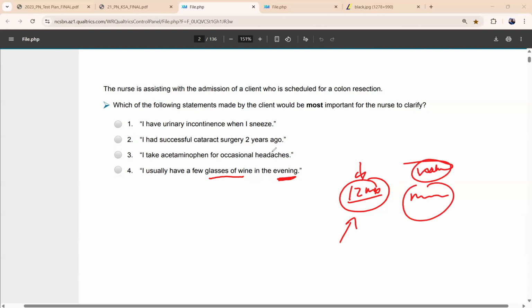So now the whole focus is whether this glass of wine is related to alcohol. The client stated, I usually have a few glasses of wine. They are not even telling you they had that glass of wine in the morning or something like that. They will say, I usually have a few glasses of wine in the evening. If it's in the morning, I would say, oh, you are here for your surgery and you have something in the morning. We should not even have you on anything, no food, no drinking before the surgery. But this evening has ruled out that thinking. So it's more of the wine, which is related to alcohol.